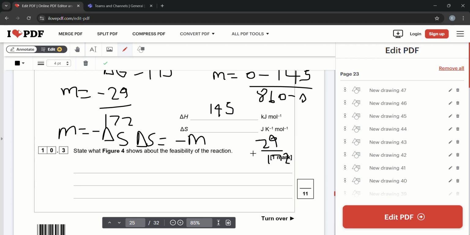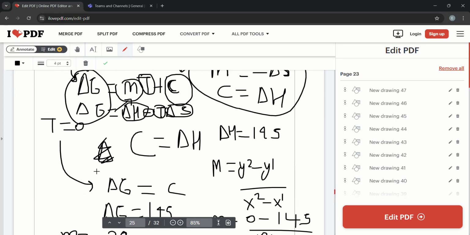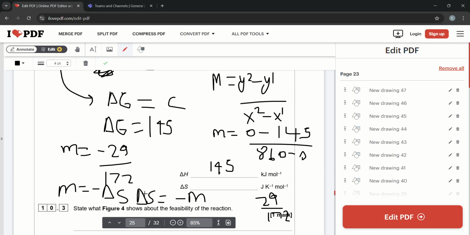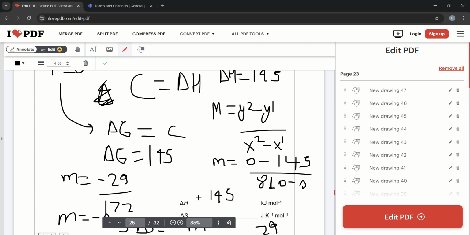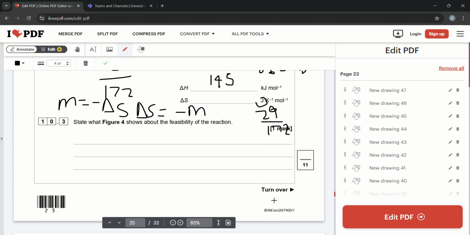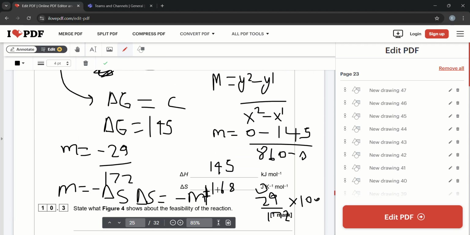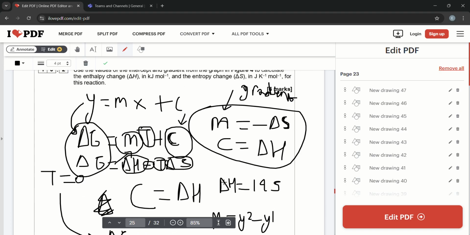And now, because you think about it, we've just found delta S, right? But we found it in kilojoules per mole to the power of minus 1. We want it in joules. So we times it by 1,000 and we get 168. That's obviously positive. Okay, pretty hard question. That last trick, you need to times by 1,000, can definitely catch a lot of people off guard, including myself.